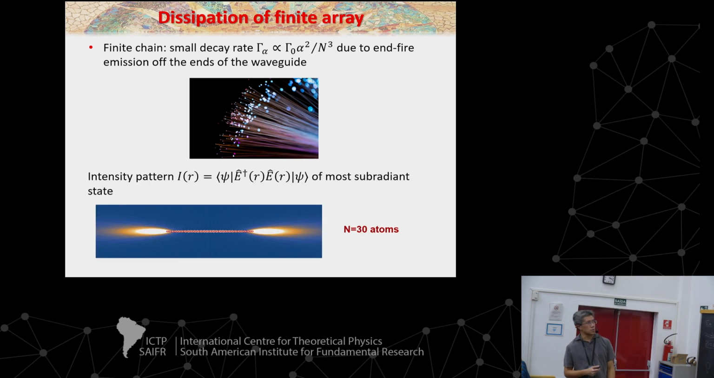And then you can actually do the calculation. So you go back to this n equals 30 atoms. You take one of these subradiant states. You reconstruct the fields using this input-output formalism. And you do see that all the light that's being emitted is coming out the ends, exactly like a cut fiber.